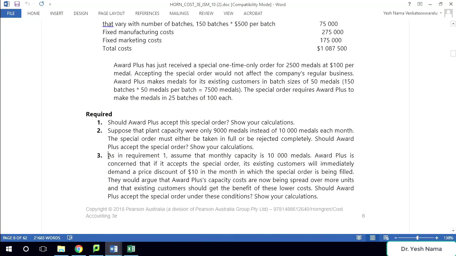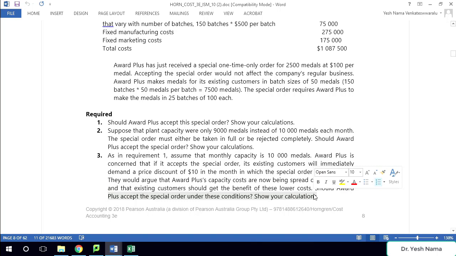Next, item 3. As in requirement 1, assume that the monthly capacity is 10,000 medals. The company is concerned that if it accepts the special order, its existing customers will immediately demand a price discount of $10 in the month in which the special order is being filled. They would argue that the company's capacity costs are now spread over more units and that existing customers should get the benefit of these lower costs. Should the company accept the special order under these conditions?